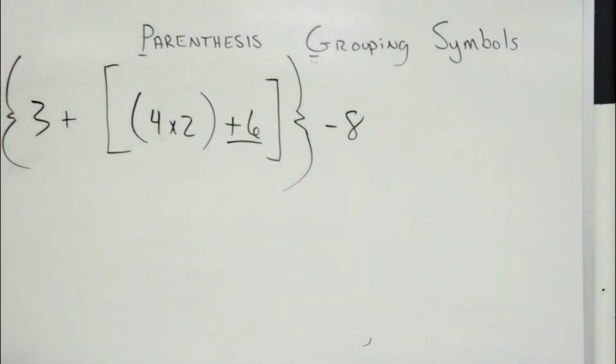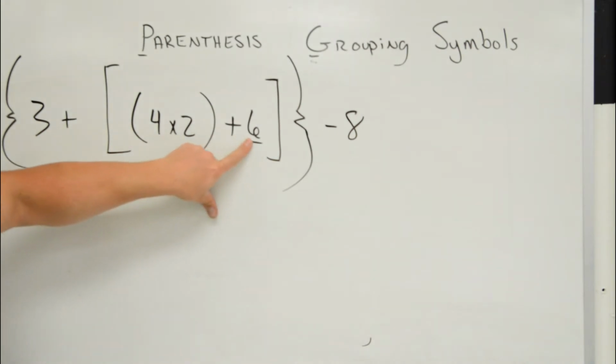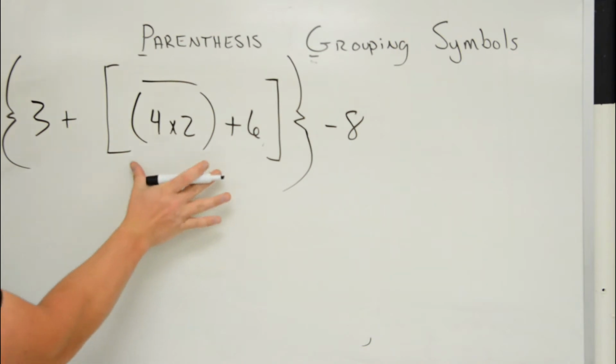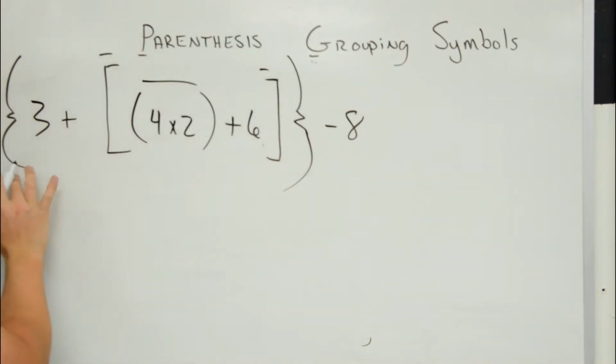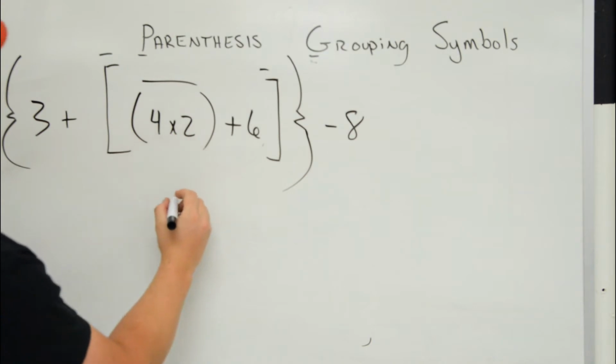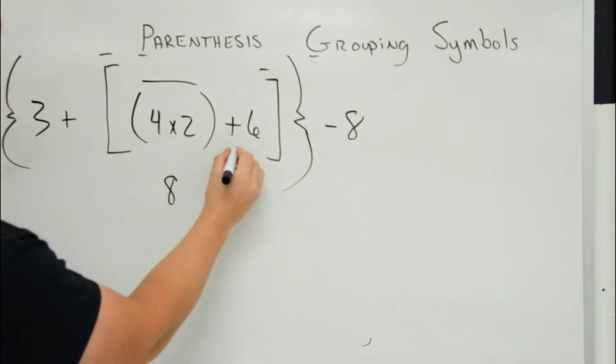Okay, so with this, we now have 3 grouping symbols. We got a parentheses, we have our brackets, and now we got our braces on the outside. We're still going inner to outer. Okay, so we're going to do the parentheses first because it's the inner grouping symbol. That's going to be 4 times 2, which is going to be 8.